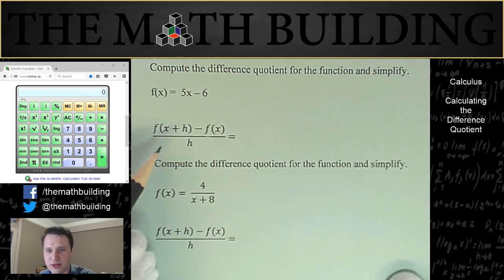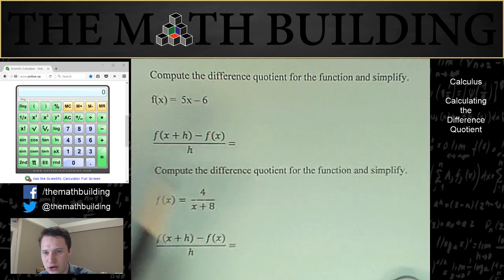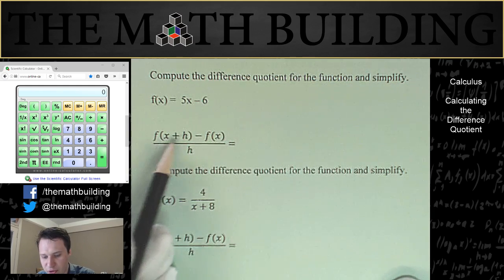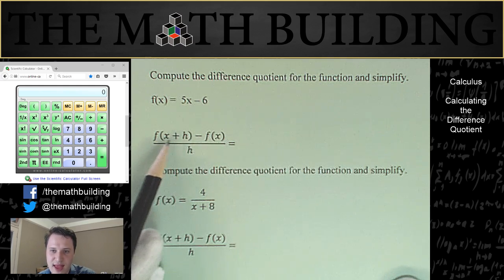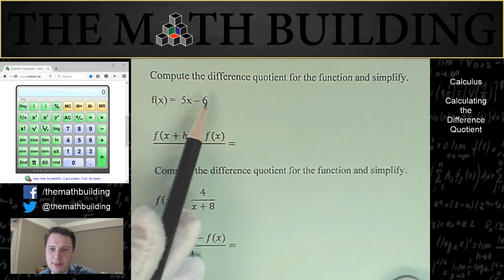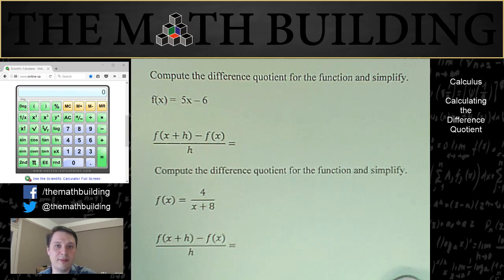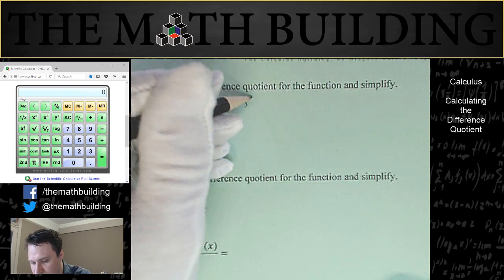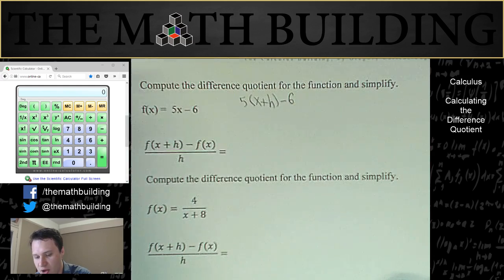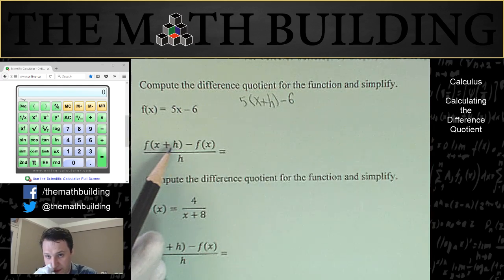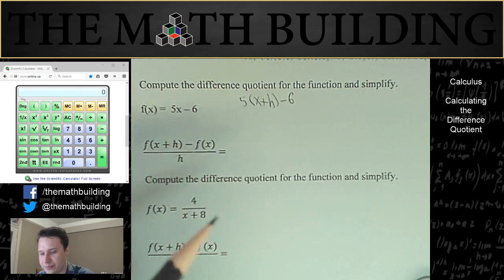So here's how you calculate the difference quotient of an entire function. It's really easy. You basically just apply this to whatever function you're given, and I'm just going to show you how to do it. So first we have f of x plus h, and since we've replaced x with x plus h, that means anytime you see an x, you replace that x with x plus h. So this difference quotient is going to equal 5 times x plus h minus 6. So that's that first piece right there. You can see that we've replaced x with x plus h.